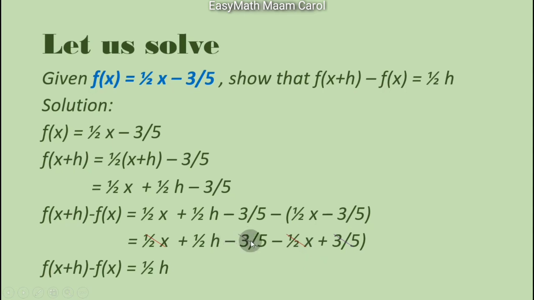And then yung negative 3/5 at saka positive 3/5 na-cancel out din. So, ano na lang ang naiwan? So, 1/2 h na lang yung naiwan. Therefore, we have proven that the expression f of x plus h minus f of x is equal to 1/2 h.